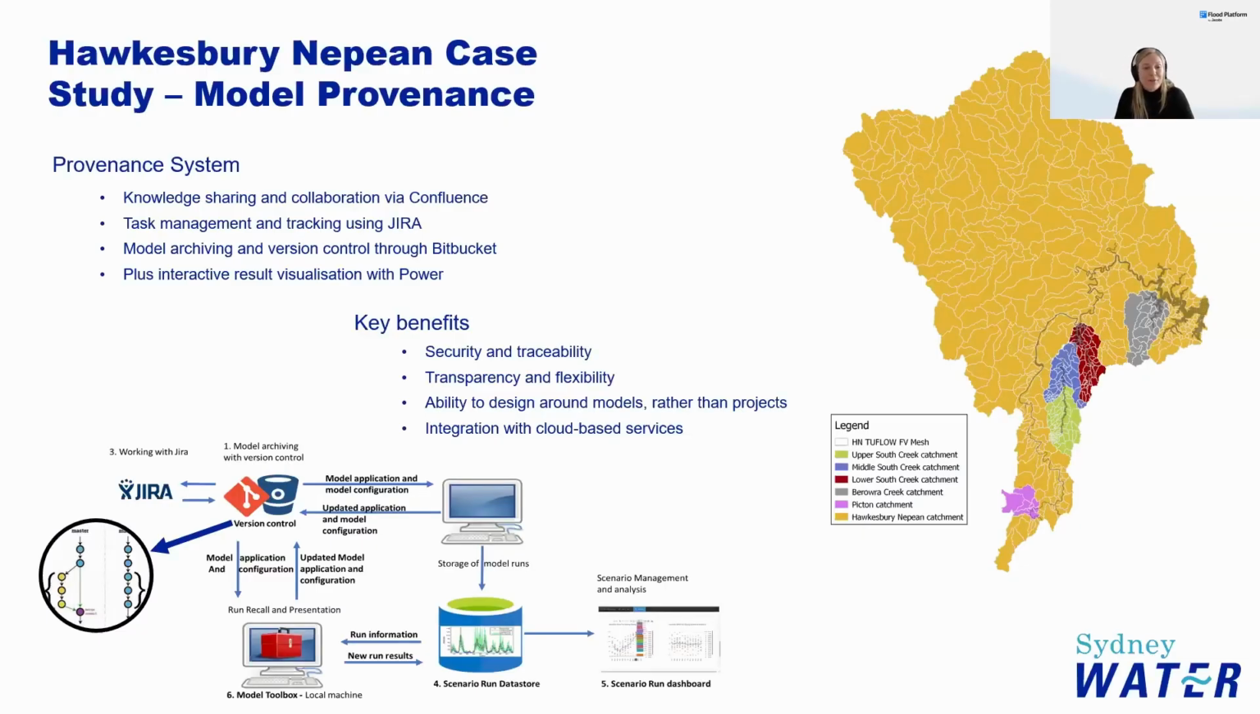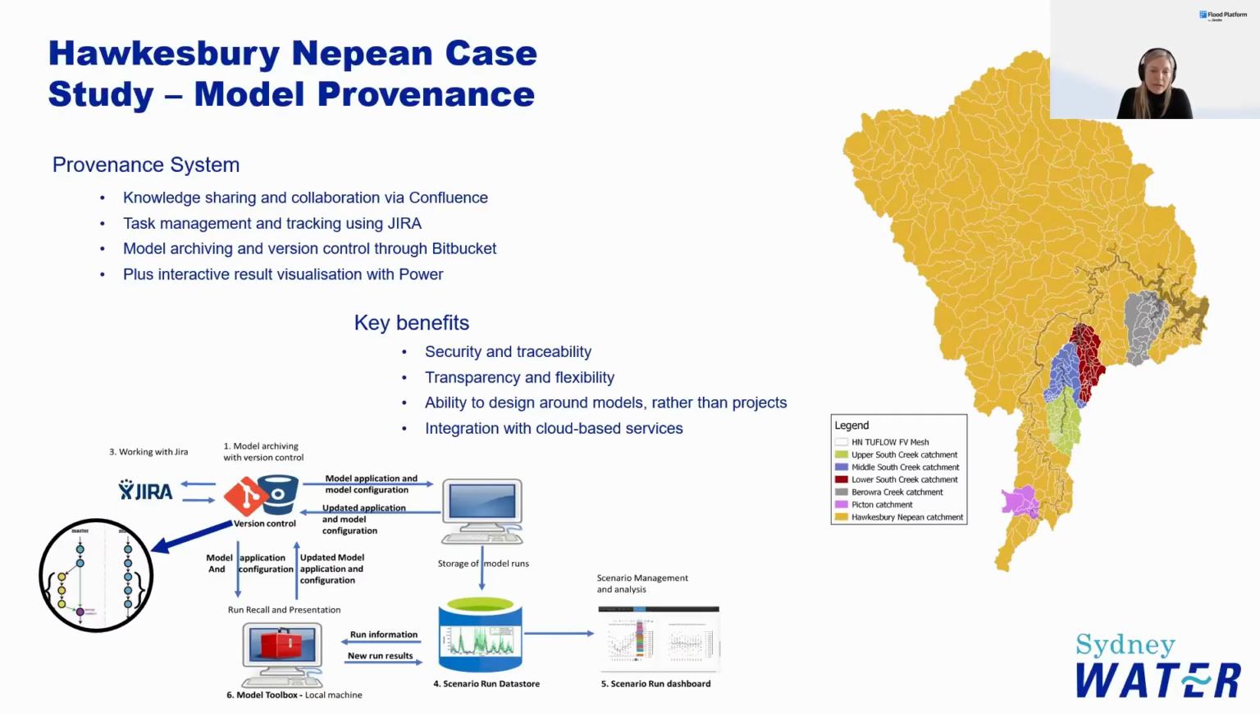So they built this Provenance system, which has its own knowledge base, which I've never heard of a flood model having, which is really cool. But they use Confluence for that. They also track their tasks inside Jira, which are all software development tools that we use. They had archiving and version control of the models through Bitbucket, so making sure that they were always working on the latest version. Plus, they have an interactive result viewing visualization tool in Power BI.